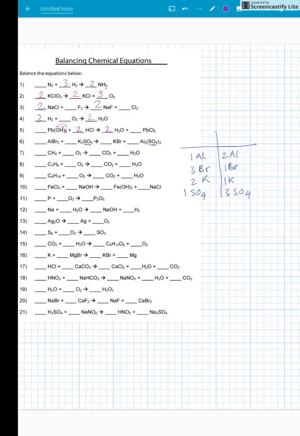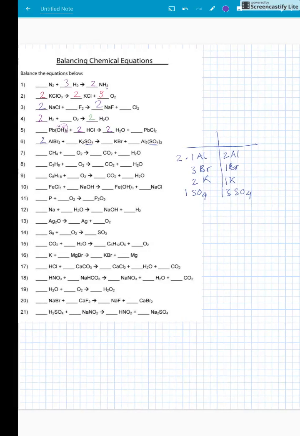Let's go with the aluminums first. If we multiply this one by 2, that's going to give us 2 Al's and 6 Br's. So the aluminums match. We'll see if we get to keep those that way. Now let's change this by 6 here. So 6. That means, huh?